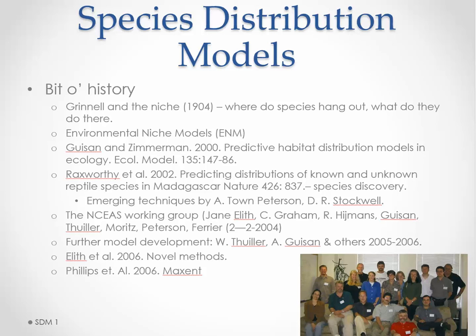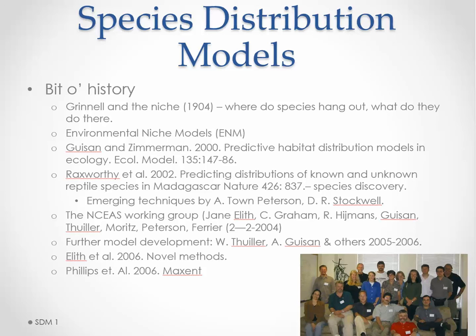And Town Peterson and Stockwell and others published a number of papers looking at new techniques that you can use to model distributions of species. From 2002 to 2004, sorry, that's a little confusing on that slide, Jane Elith and Catherine Graham organized a working group that Guisan and Thuiller and Moritz and Peterson and Simon Ferrier and others who are notable in this area participated in, as well as our own Robert Hijmans here.